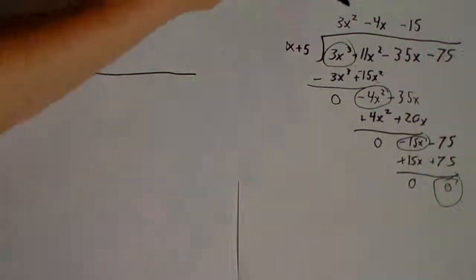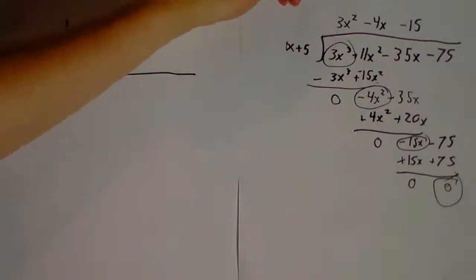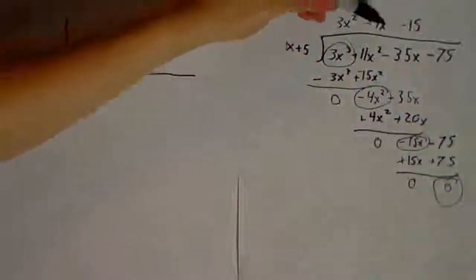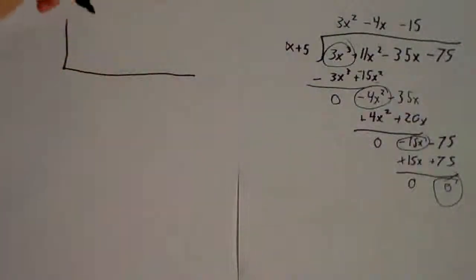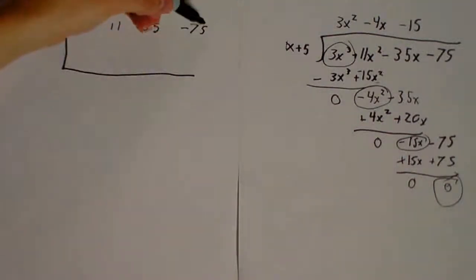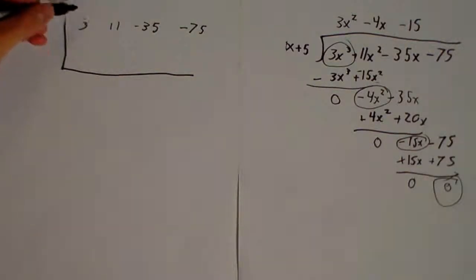Now we mentioned that each term up here is the same as the term down here, except the coefficient is just 1 lower. Now if we learn to expect that, we don't even need to worry about these x squared, x cubed. We can just worry about the coefficients alone. So let's take the coefficient 3, the coefficient 11, negative 35, and negative 75. We can just kind of imagine that we have an x cubed, x squared, x, and then no x there, right? So we'll just kind of imagine that.